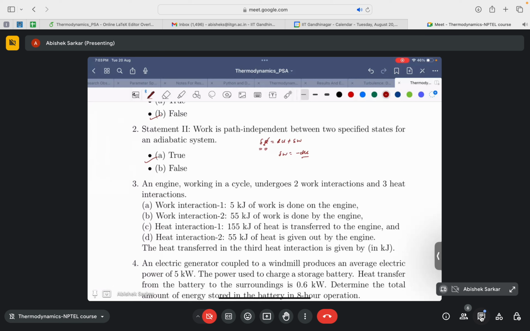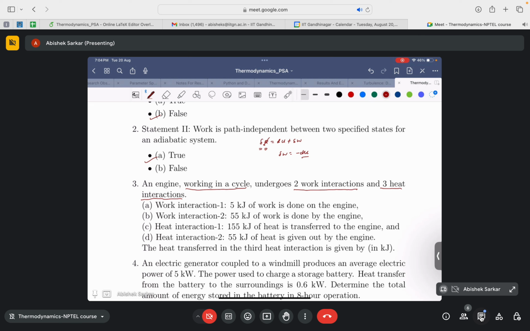Again, it's a simple question, but again needs a basic knowledge that we discussed in the previous weeks. An engine working in a cycle, a very crucial term, working in a cycle, basically thermodynamic cycle in this case, undergoes two work interactions and three heat interactions. Work interaction one is 5 kilojoule of work is done on the engine. Work interaction two is 55 kilojoule of work is done by the engine. Heat interaction one is 155 kilojoule of heat is transferred to the engine, and heat interaction two is 55 kilojoule of heat is given out of the engine.